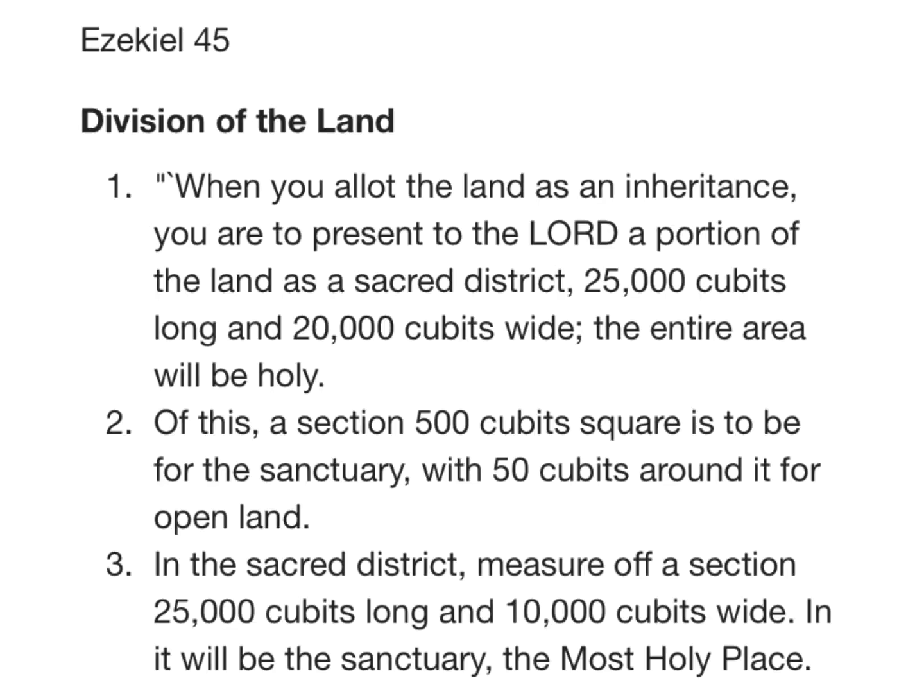Chapter 45. When you allot the land as an inheritance, you are to present to the Lord a portion of the land as a sacred district, 25,000 cubits long and 20,000 cubits wide. The entire area will be holy. Of this, a section 500 cubits square is to be for the sanctuary, with 50 cubits around it for open land. In the sacred district, measure off a section 25,000 cubits long and 10,000 cubits wide. In it will be the sanctuary, the most holy place.